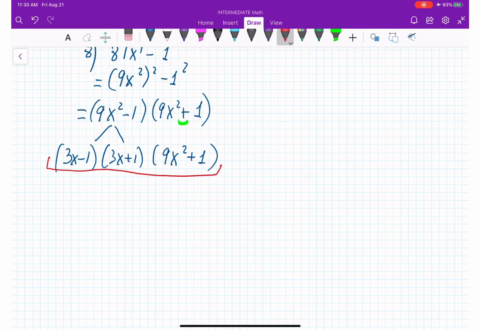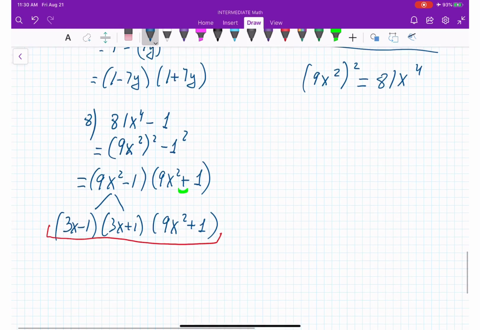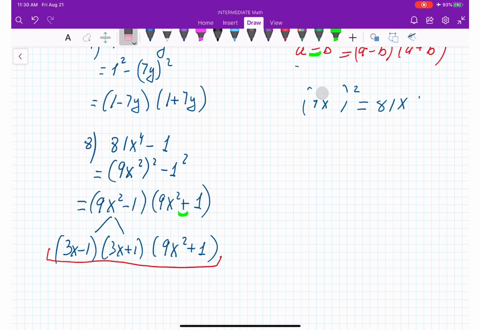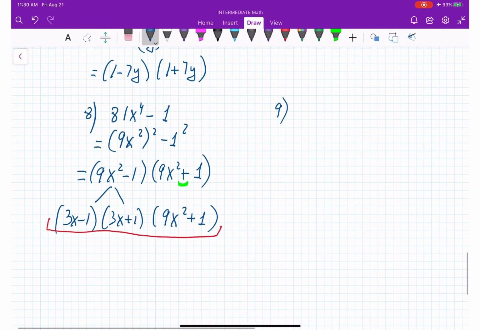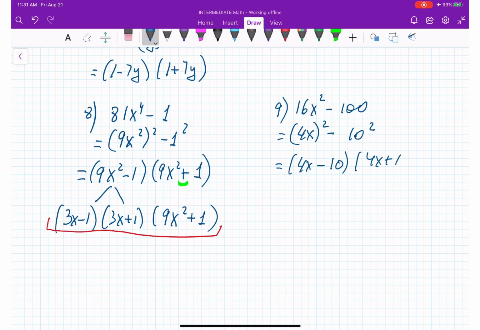Number 9. Question number 9. Let me clean this. I'll write down here question number 9. What do we have? 16x squared minus 100. So that means I can represent it again as (4x) squared minus 10 squared, right? And this is going to be equal to 4x minus 10, 4x plus 10.